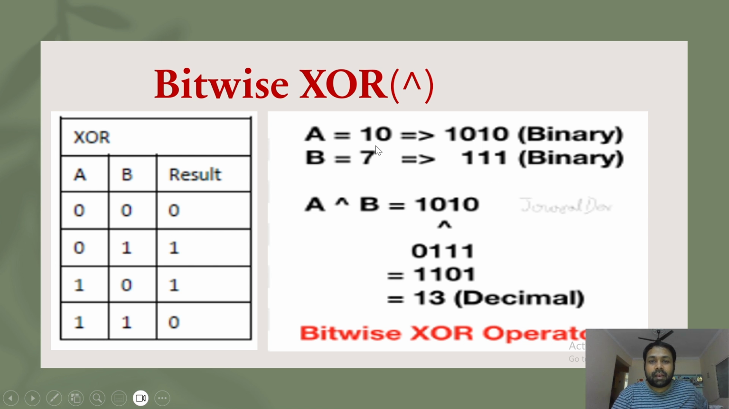So again, A value 10, B value 7 is given. The same example is taken. 0, 1: two bits are different, that's why this answer is 1. Two bits are the same, answer is 0. Two bits are different, answer is 1. Two bits are different, answer is 1. 1, 1, 0, 1 is the binary representation for the number 13.